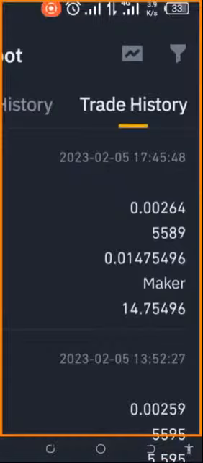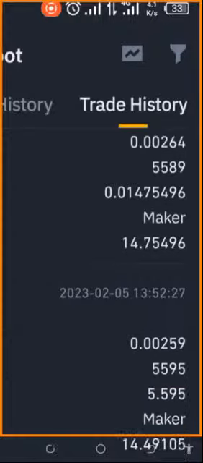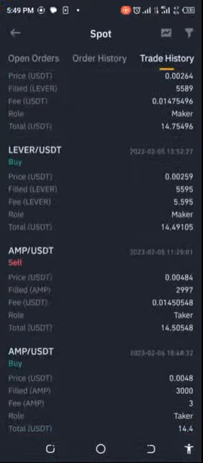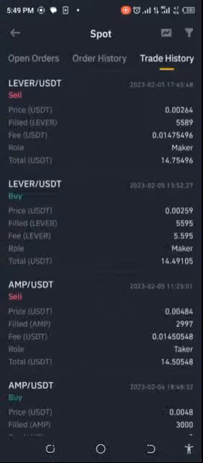2640, that's 0.00264, and immediately got sold. So this is actually a good threshold. If you take a good look at the distance from 2590, that's about 50 in between, which is fine. And then you'll be able to still make profit, right, as I've shown you.